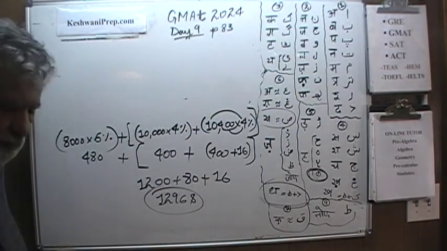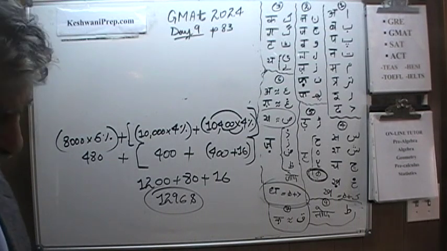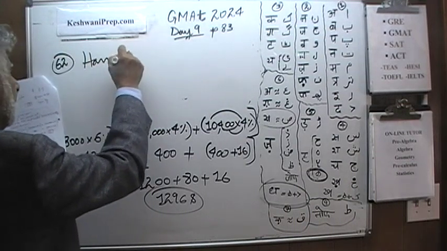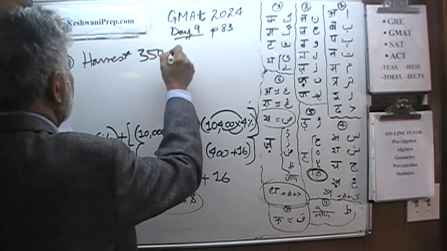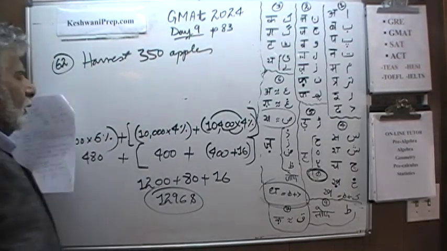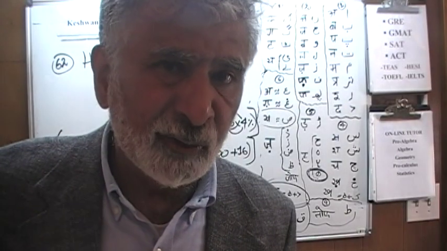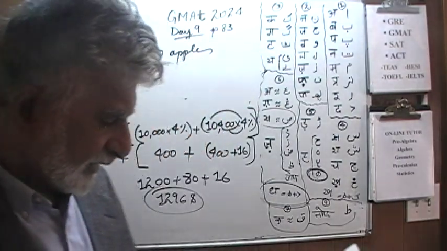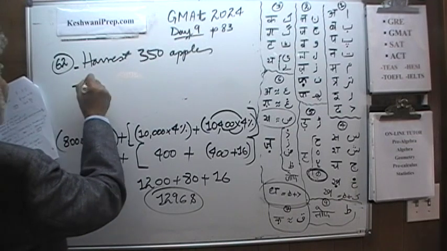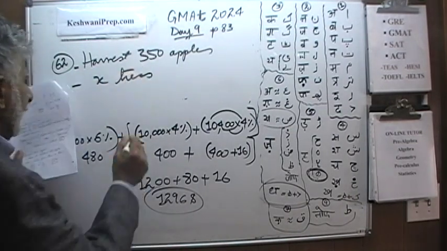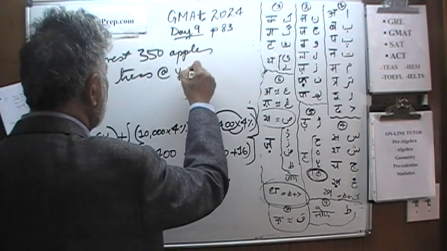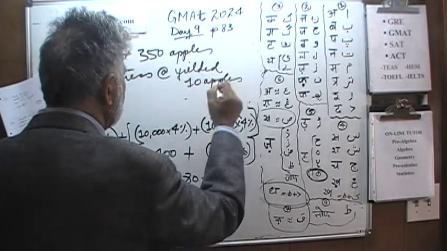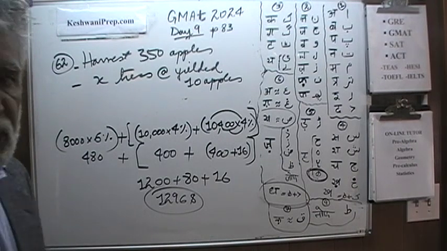In number 62, we are told that we are a farmer and we have 350 apple trees. Oh, sorry, we don't have 350 trees. We are told that we harvested 350 apples. We went through our orchard and we took out all the apples. We get the idea, and we have 350 apples. We are told that X of these trees in our orchard, X trees, each yielded 10 apples. There were X number of trees in our orchard. Each one of them gave us 10 apples.